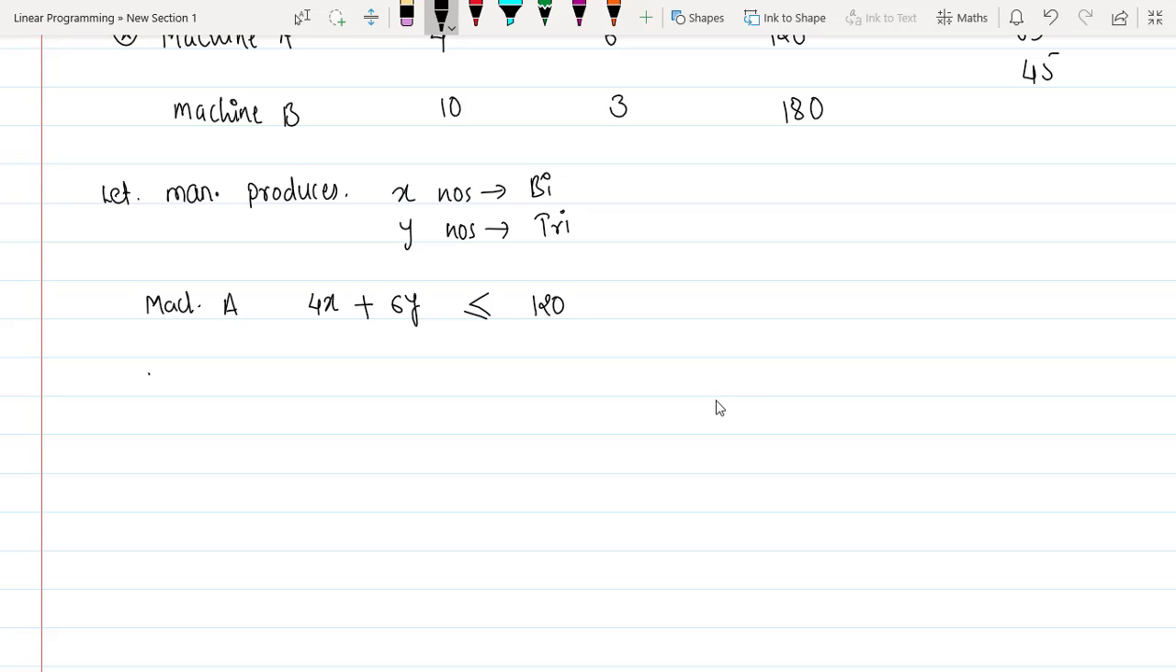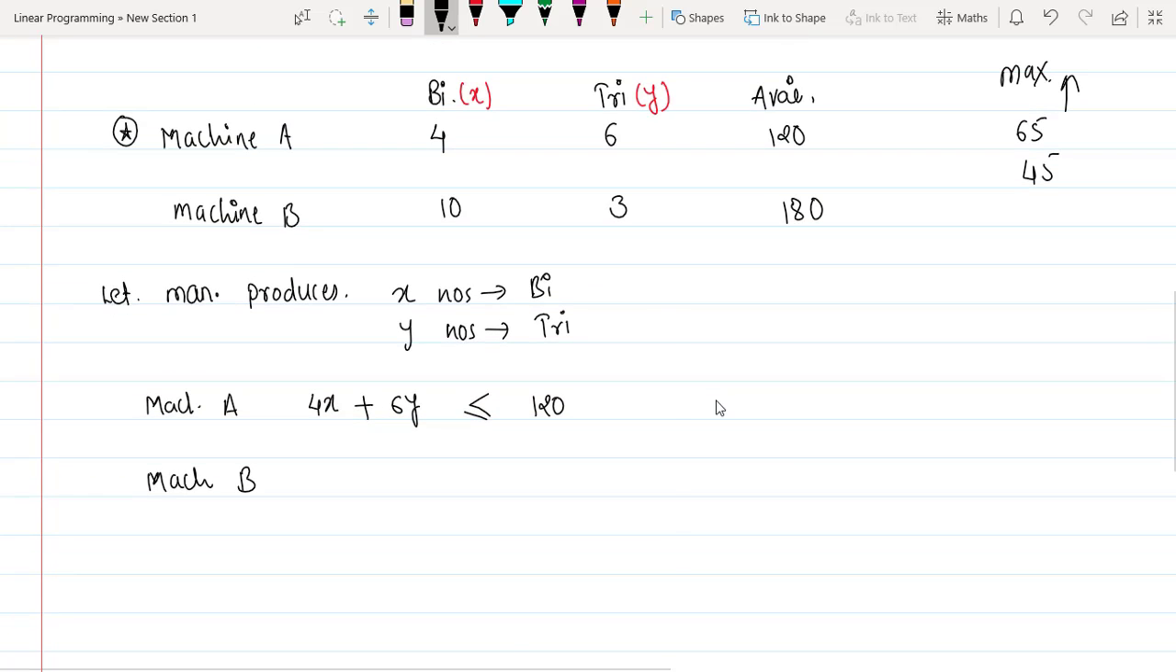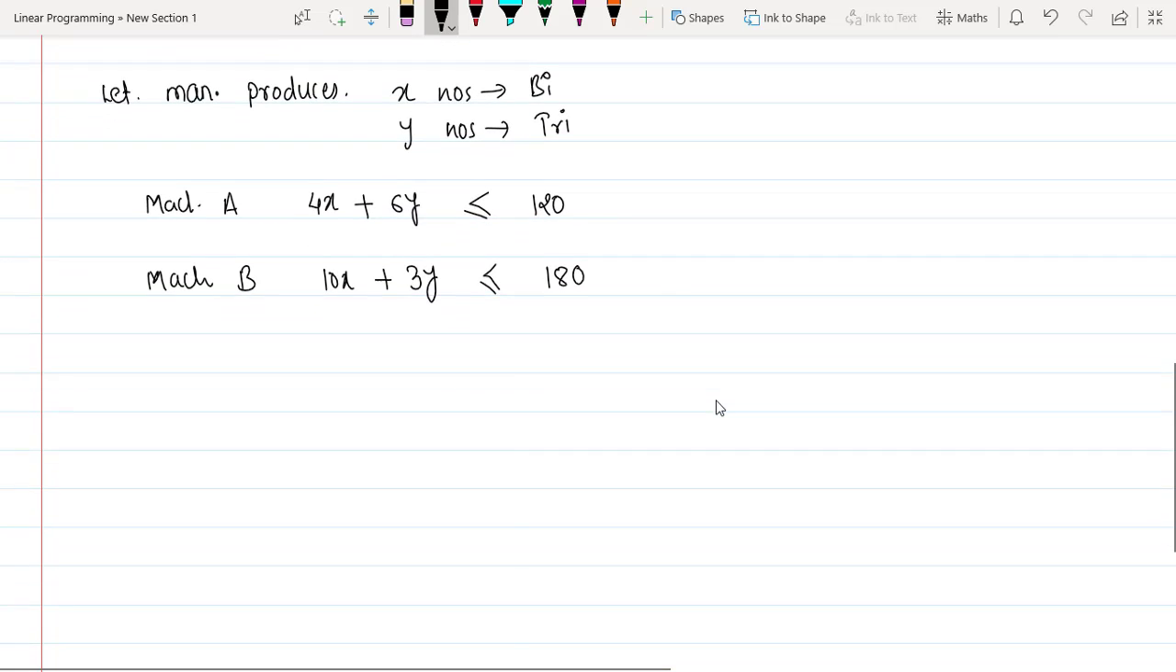Okay, now similarly we can form it for machine B. So tell me now, for machine B what will be the inequality? So it is 10x plus 3y. It should be less than or equal to how much? It is 180 hours. Okay, so this is what we get as the inequality for machine A and machine B. Is it okay? And definitely these x and y are what? These are the number of bicycles and tricycles. So can x and y be negative numbers? No, definitely not. So I will put the third inequality as x is greater than or equal to 0 and y is greater than or equal to 0.